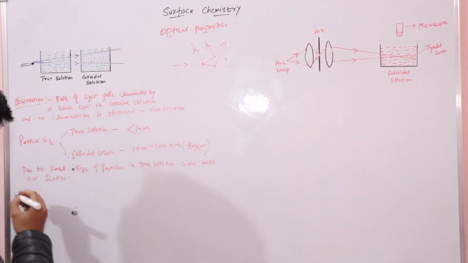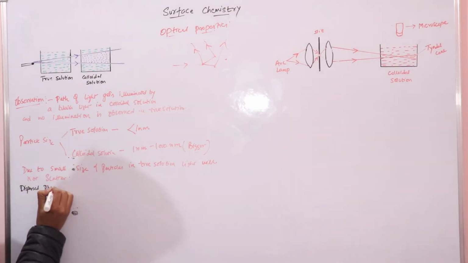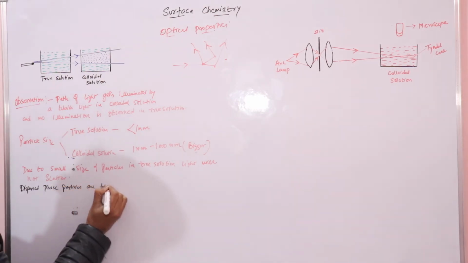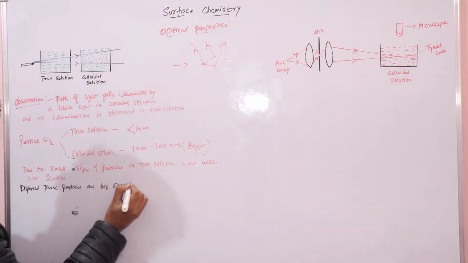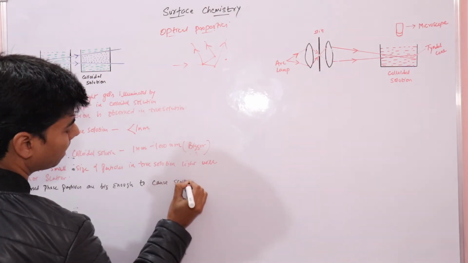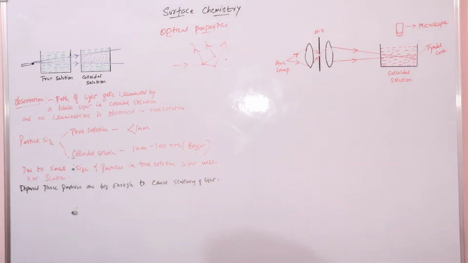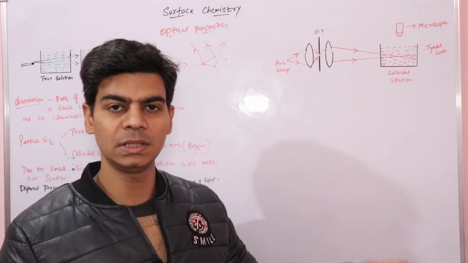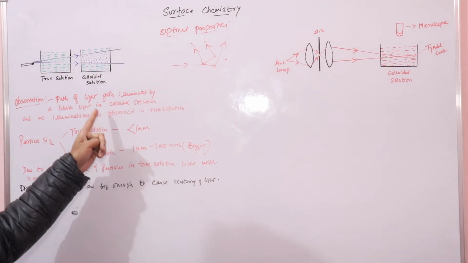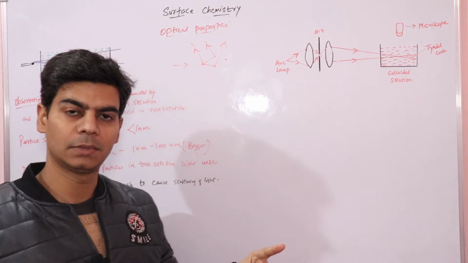The dispersed phase particles are big enough to cause scattering of light. And it is due to this scattered light that we see the illuminated path in the case of a colloidal solution. And as I said here, the path gets illuminated with a bluish light.